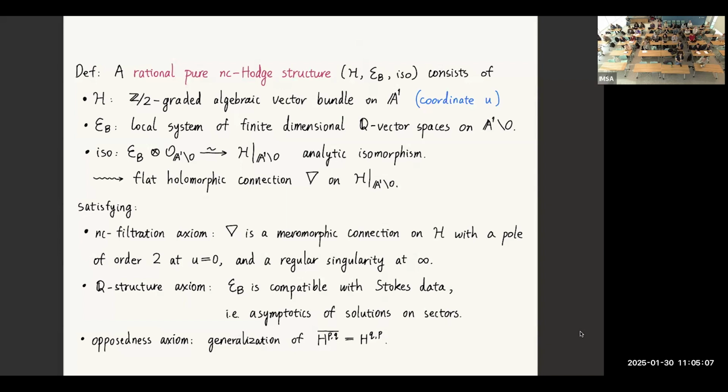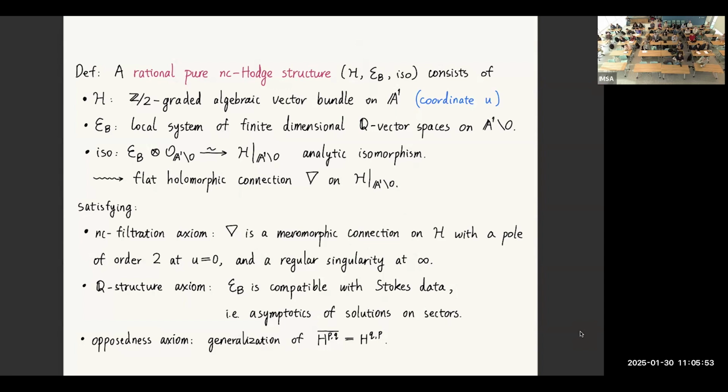First, there is this NC filtration axiom. We ask this induced connection nabla to be a meromorphic connection on the vector bundle with a pole of order 2 at u equals 0 and a regular singularity at infinity. So it's just the two poles, 0 and infinity. At 0, it's a pole of order 2, and at infinity, it's a regular singularity. And next, we also ask for the Q structure axiom. We ask for some compatibility between the Q structure and the connection. So we say that this Q local system is compatible with the Stokes structure.